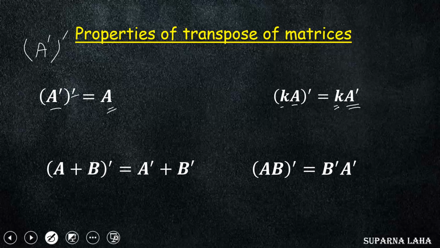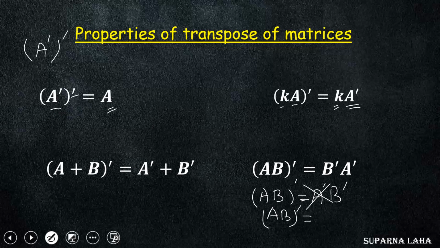This is a common mistake you already make: for (AB) transpose, you will write A transpose B transpose. No, this is not right. This is wrong. (AB) transpose, multiplication then transpose, is first B transpose with A transpose.